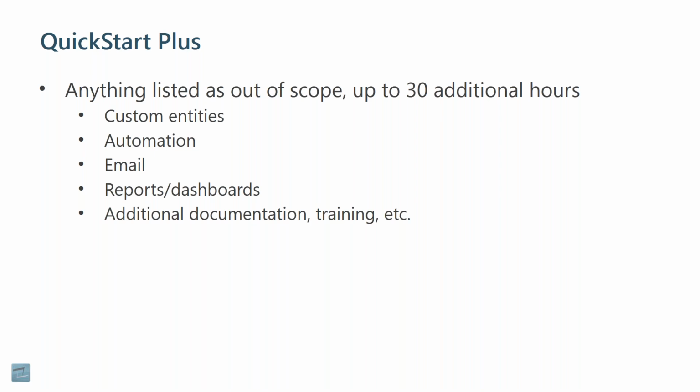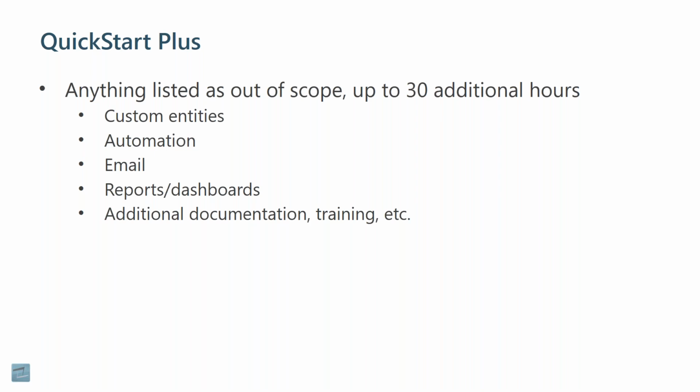So it's anything that's listed in the out of scope there. Anything that we need to look at and flex up, we want to keep that at up to an additional 30 hours. So we don't want that to inflate. We don't want that to get out of control, or have that scope creep or anything. So we really want to identify what are those critical QuickStart Plus components that we think are going to be critical to the project. The team does need them. Then we can look at the plus option.